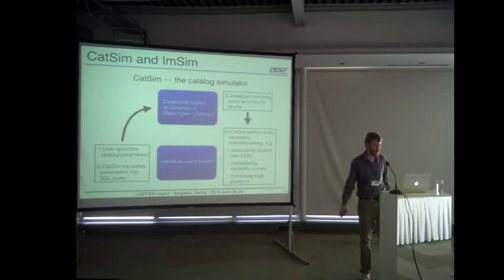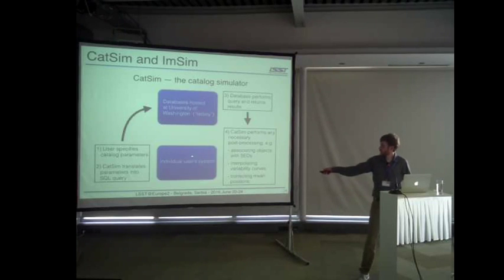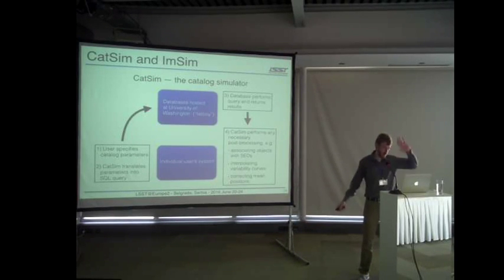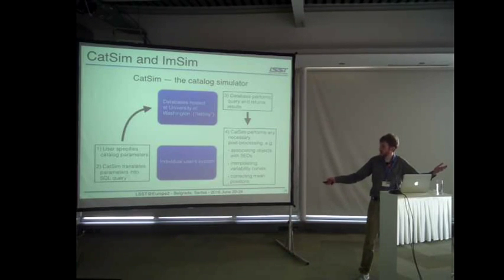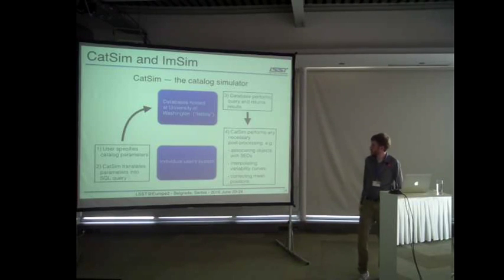So the workflow for that is, on your system, you download and install the LSST simulation stack, and then you specify the catalog parameters: where am I pointing on the sky, how big is my catalog, what classes of objects do I want included in my catalog. The CatSim code translates that into a SQL query, which gets sent up to the University of Washington database, which queries the region of the sky that you told it to, returns a bunch of objects, and then your system performs all of the necessary post-processing.